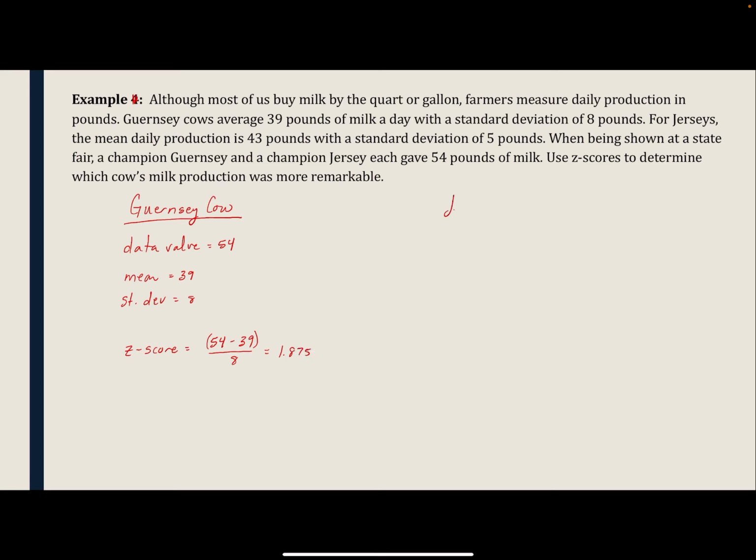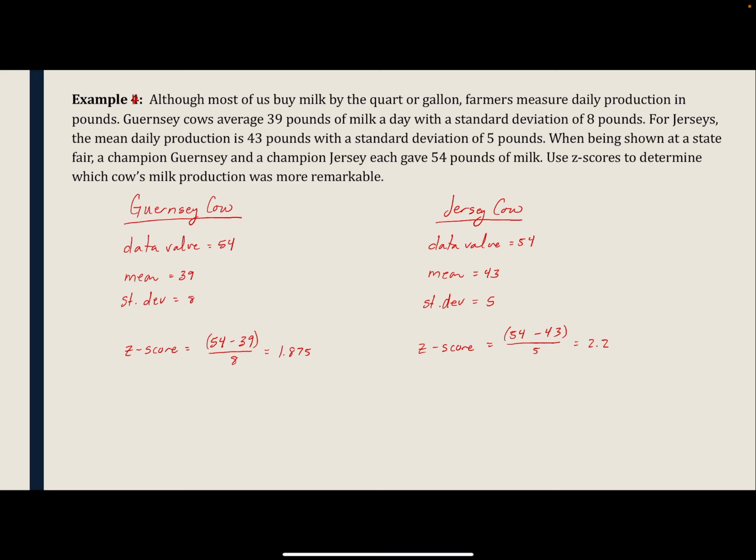Let's do the same thing for the Jersey cow. Again, the data value is 54. The mean is 43. And the standard deviation is 5. So again, when we calculate this z-score, we're going to take the data value minus the mean divided by the standard deviation. Put those parentheses and you'll get a z-score of 2.2.